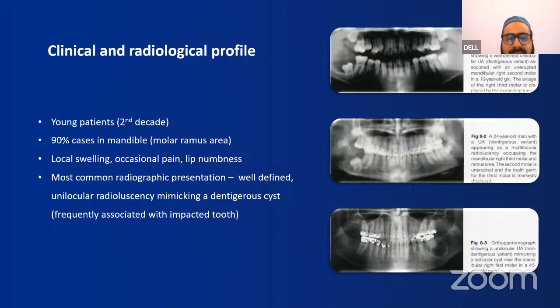And the most common radiographic presentation is a well-defined unilocular radiolucency, which mimics a dentigerous cyst. Some authors suggest that the tooth is not within the cystic cavity, but there is a displacement of the tooth by the unicystic ameloblastoma.